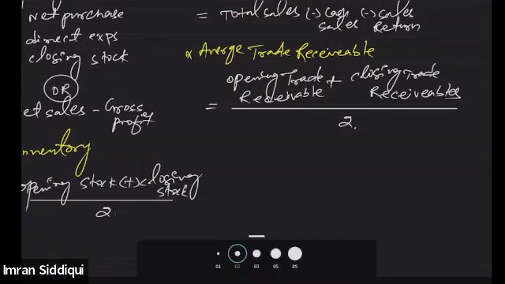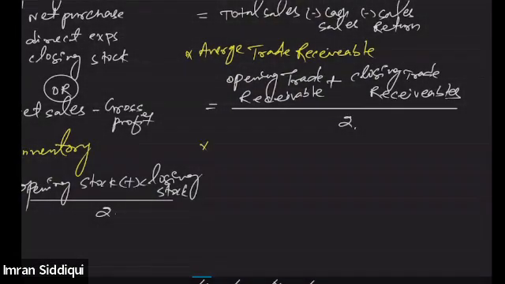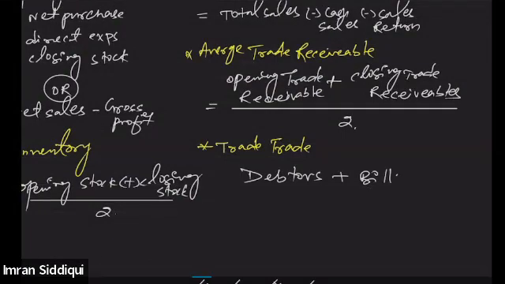And also, if by chance trade receivable is also not given in the question, if you are not sure what is trade receivable, then let me tell you, trade receivable is the sum total of the debtors plus bills receivable. Debtors and bills receivable collectively are known as the trade receivables. I hope this is clear. Yes, sir.